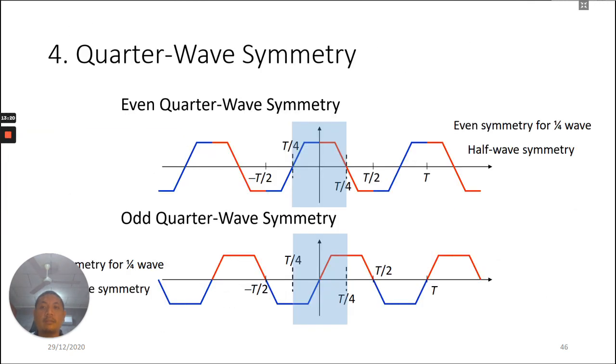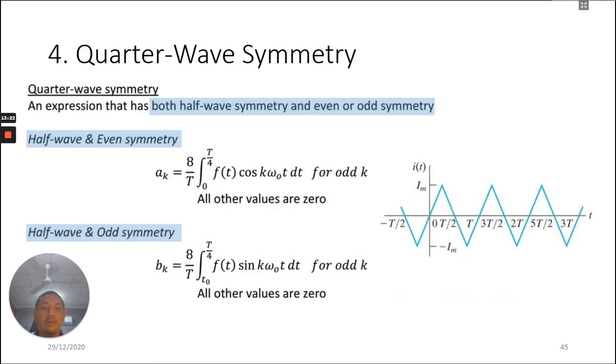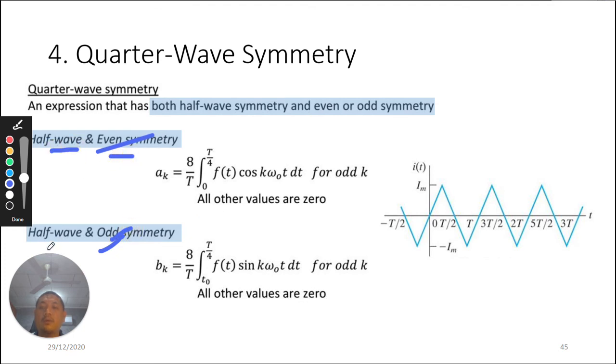All right. Next is quarter wave symmetry. So quarter wave basically is both half wave symmetry and even or odd symmetry. So if the waveform has both half wave and even or odd, then you can also call it quarter wave symmetry, right? Half wave and even or half wave and odd. If the waveform is in these two conditions, it is called quarter wave symmetry.